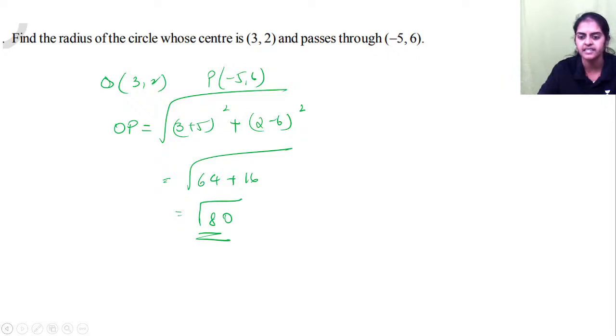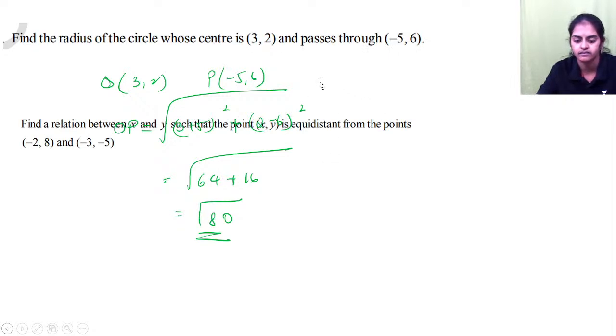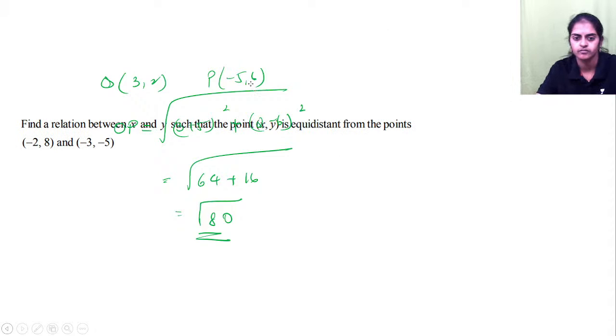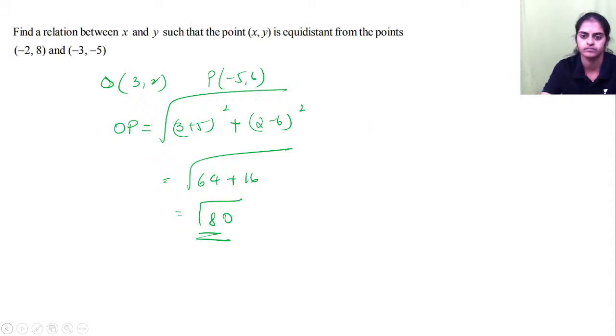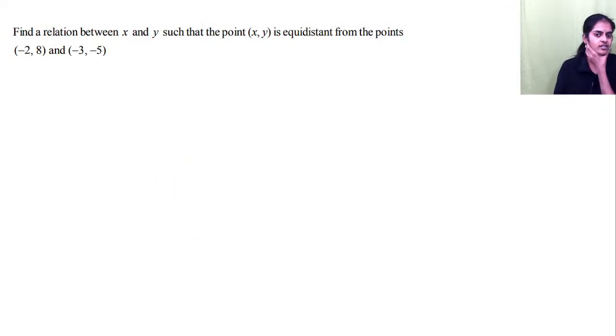Next question, you need to find a relation. Let me tell you how to do this. So see here. Find a relation between x and y such that the point (x, y) is equidistant from the points (-2, 8) and (-3, -1).